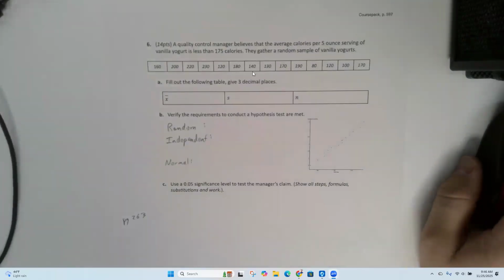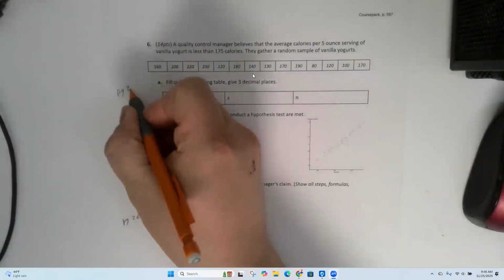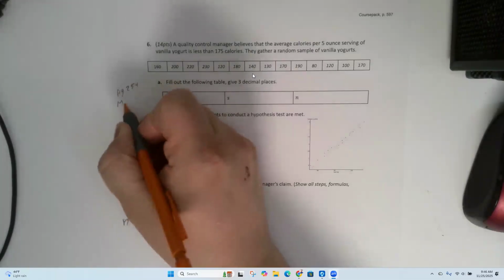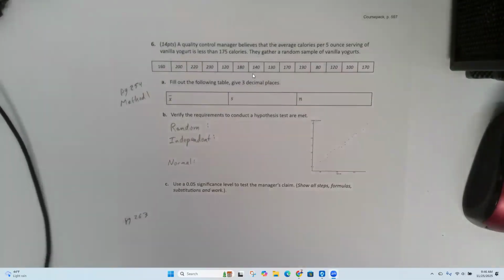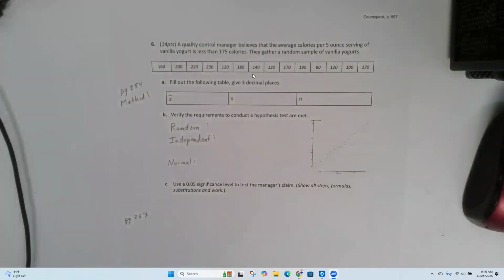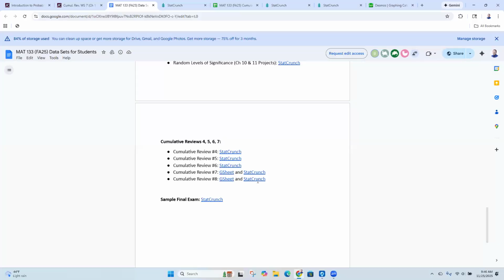For standard deviation, we have three methods on page 254. And in this case, we have just the raw data. And so this is method one. Okay. But my link for StatCrunch is not working.